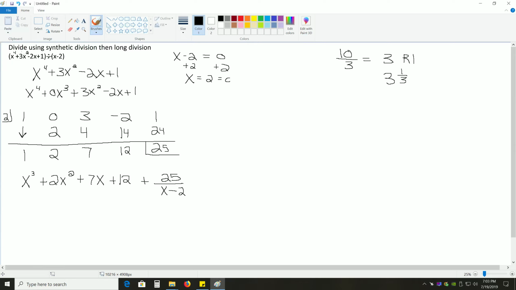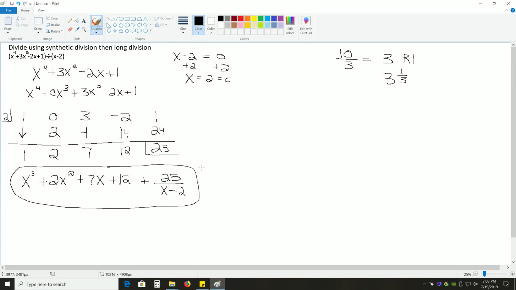X to the fourth plus 3x squared minus 2x plus 1 divided by x minus 2 is all of this plus 25 over x minus 2. It's the same thing, it just looks a bit different.